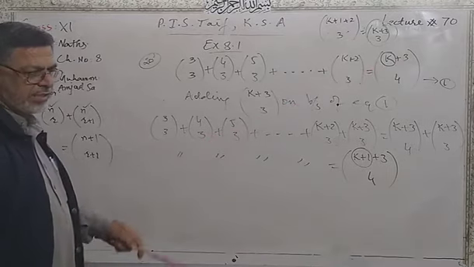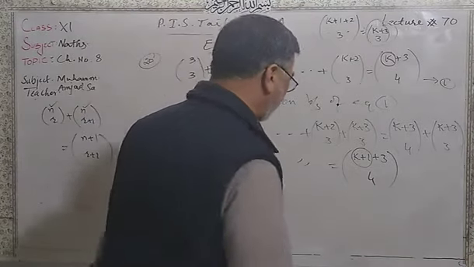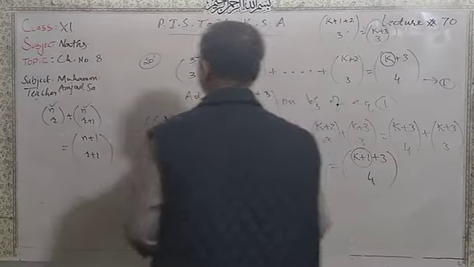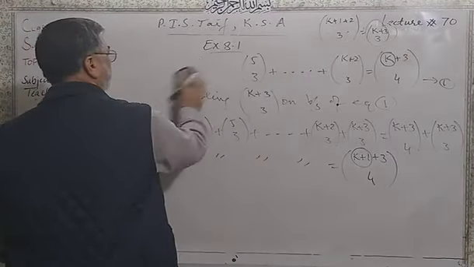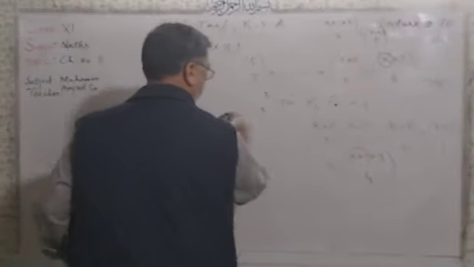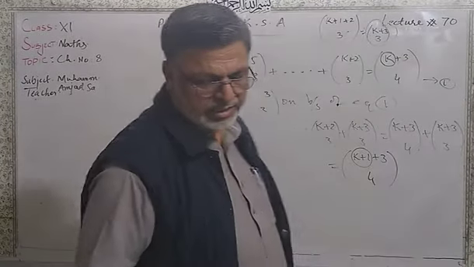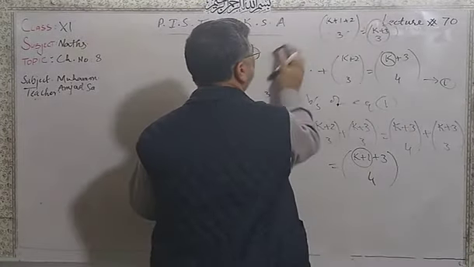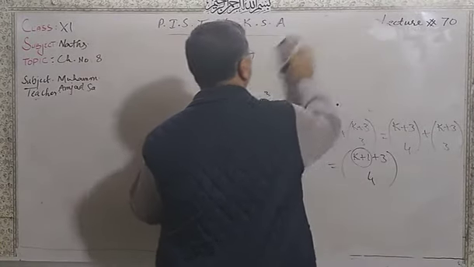So what is true for n = k is also true for n = k+1. Hence the formula is true for all positive integral values of n. So that was your question number 20. After that, we have question number 21.